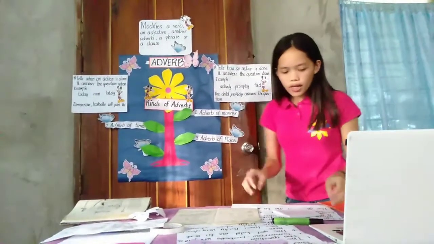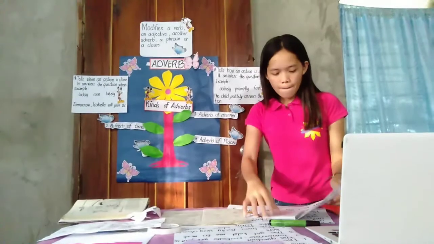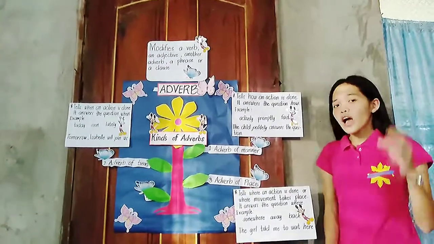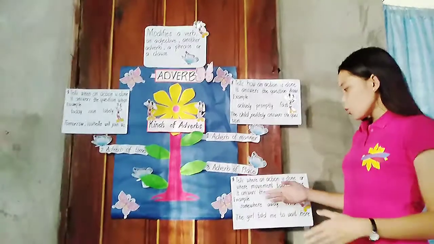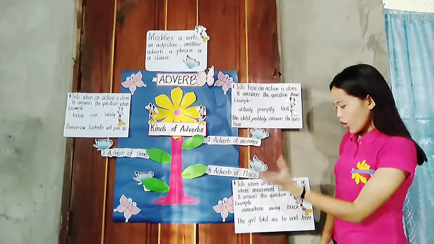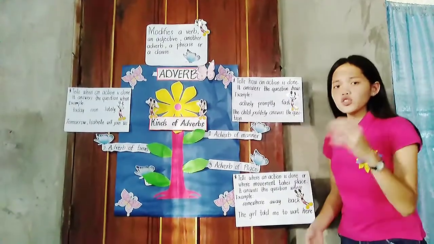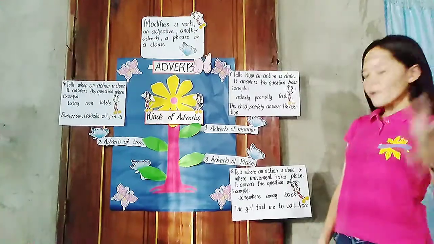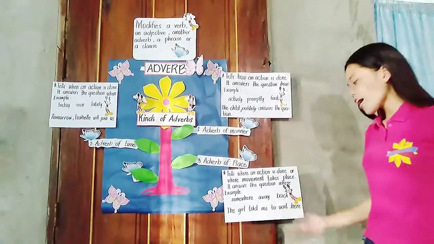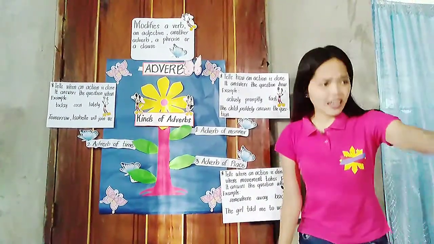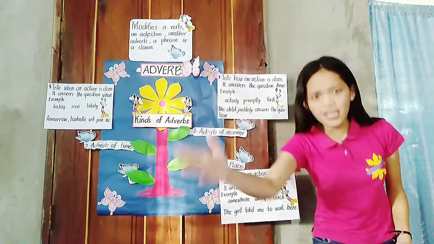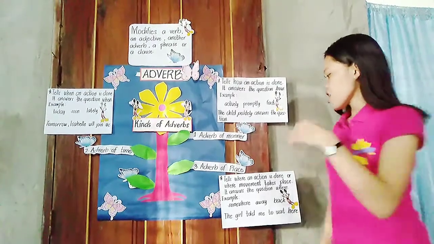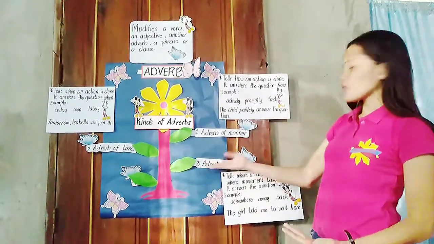So, what is adverb of a place? Adverb of a place tells where an action is done or where movement takes place. From the word where, it answers the question where. Examples: somewhere, away, back, inside, outside, above. Those are examples of adverbs of place.